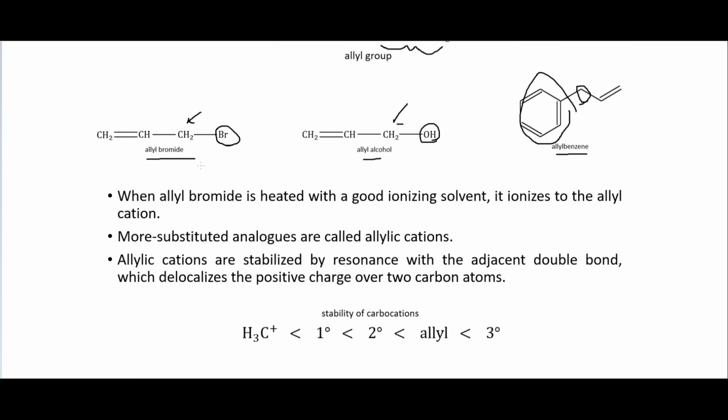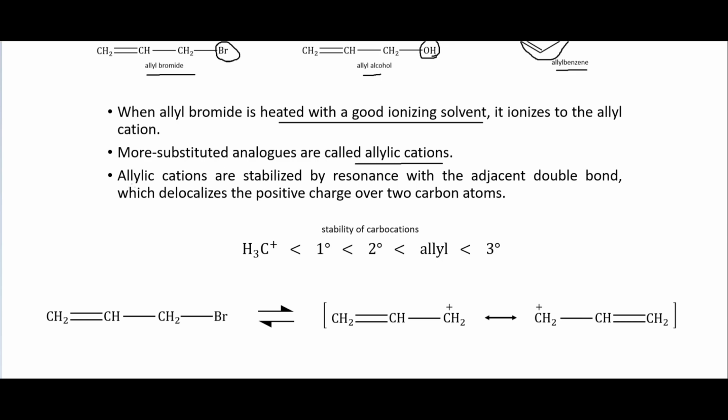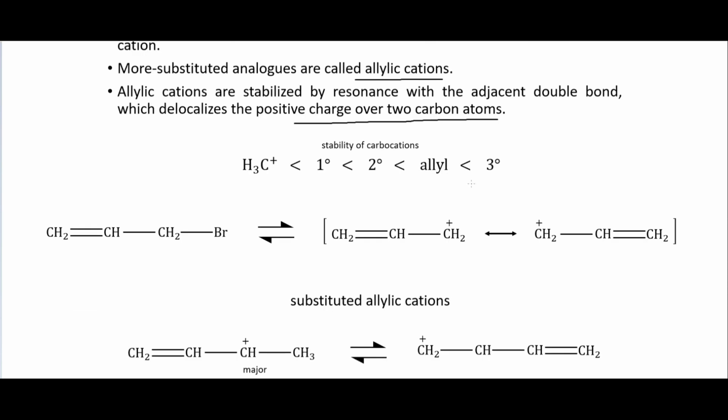And so if we talk about allylic bromide, when it's heated with a good ionizing solvent, so something that can stabilize the bromide ion, it ionizes to the allyl cation. So more substituted analogs are called allylic cations. So allylic cations are stabilized by resonance with the adjacent double bond, which delocalizes the positive charge over the two carbons. And so the allylic is right here as far as stabilization between secondary and tertiary carbons.